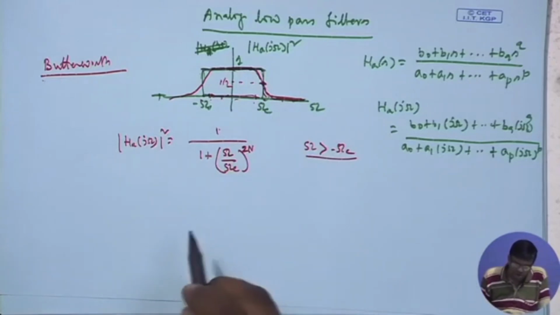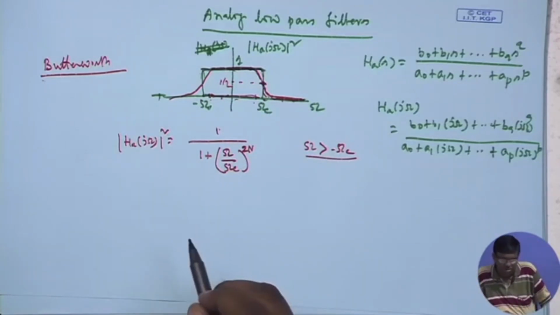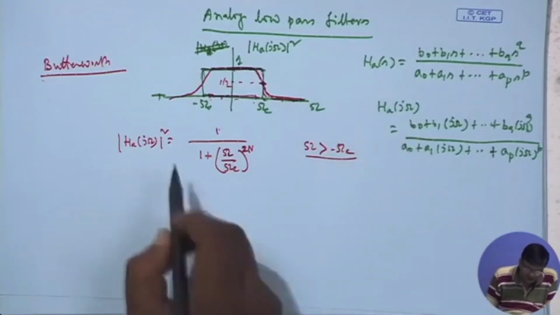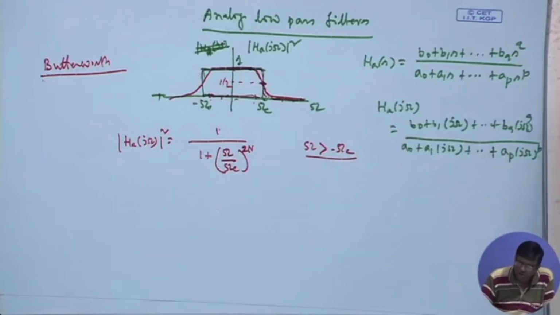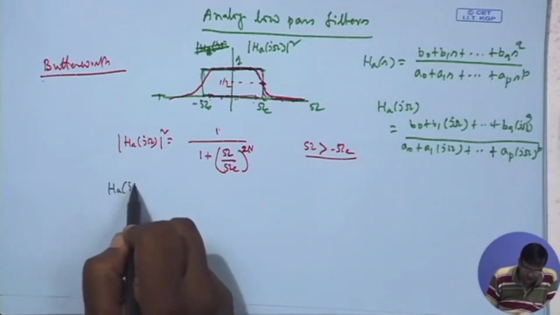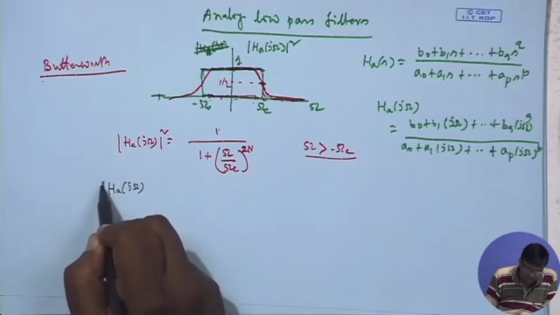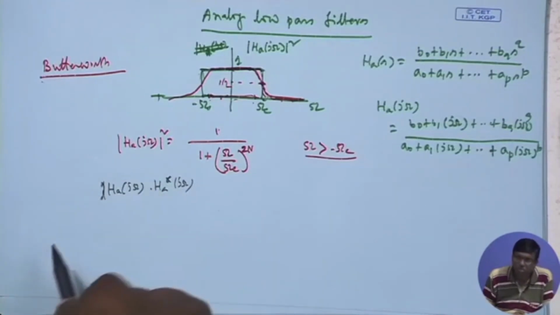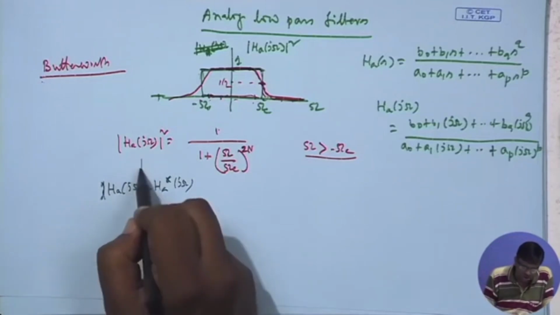For this, we see certain things. This is mod H(j omega), that means H_a(j omega) into H_a star (j omega), right. Mod z square is z into z star, this equal to this.